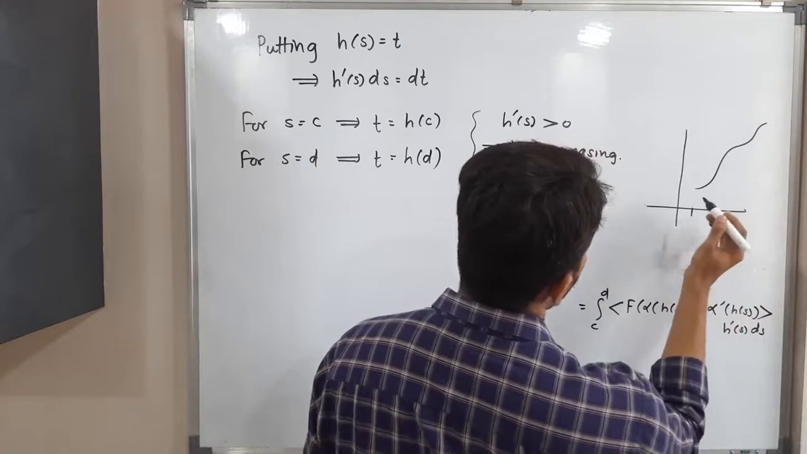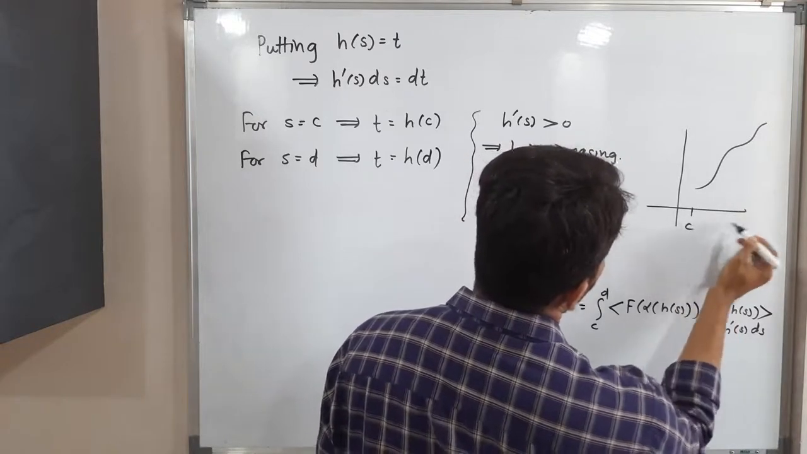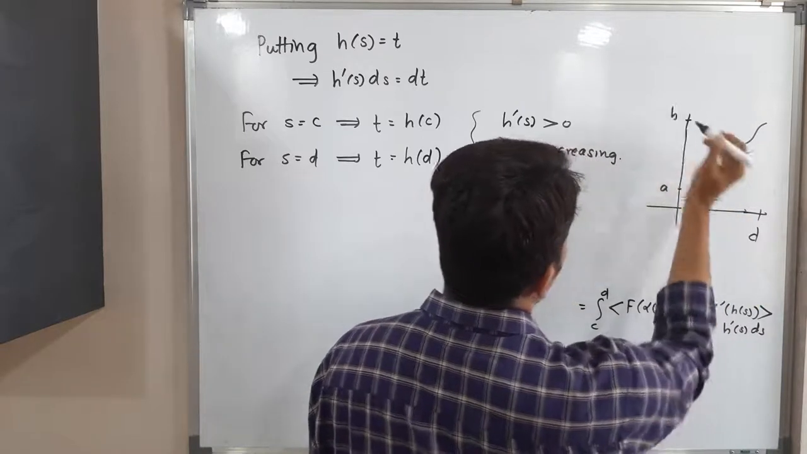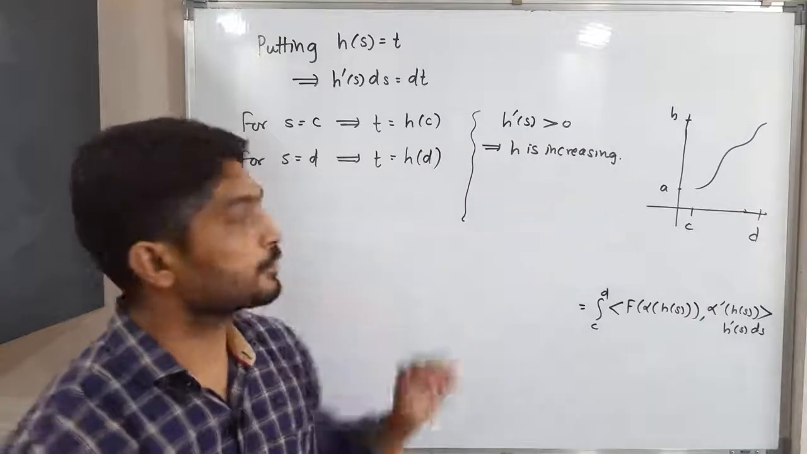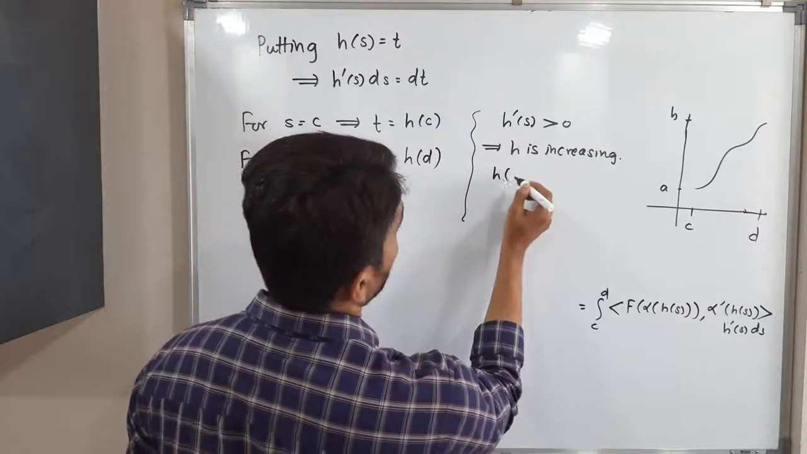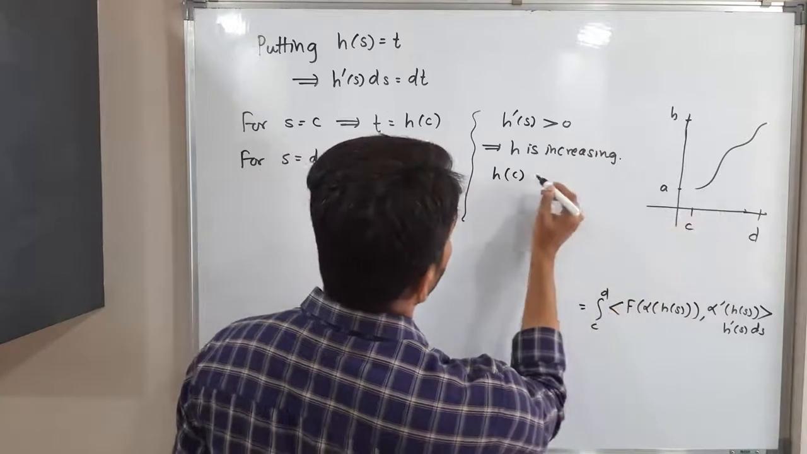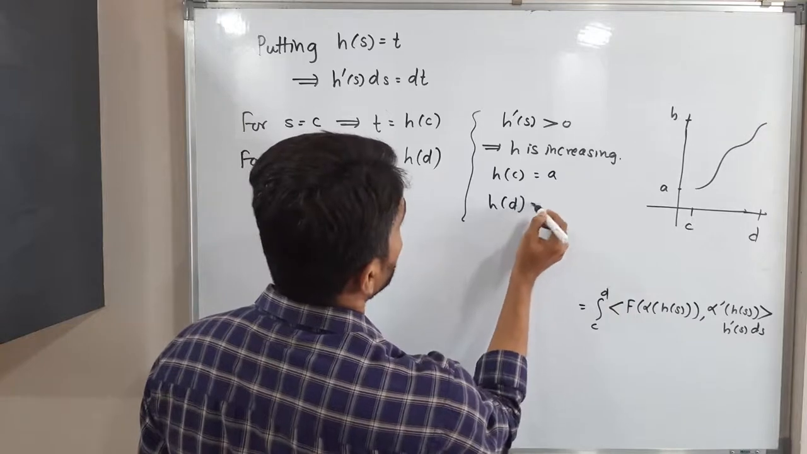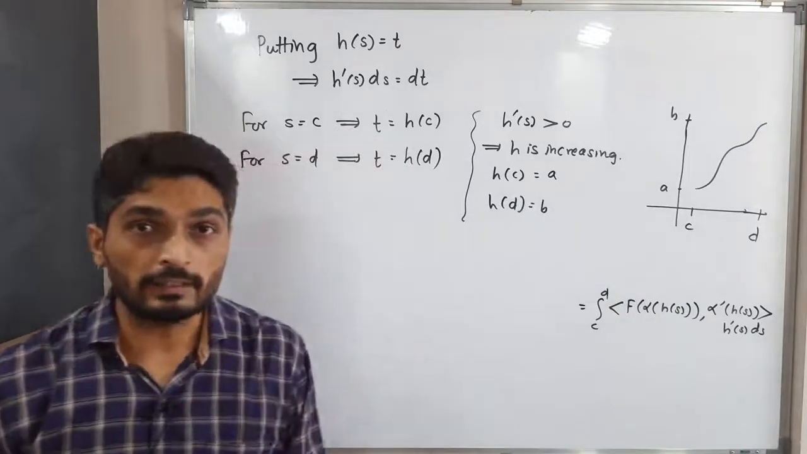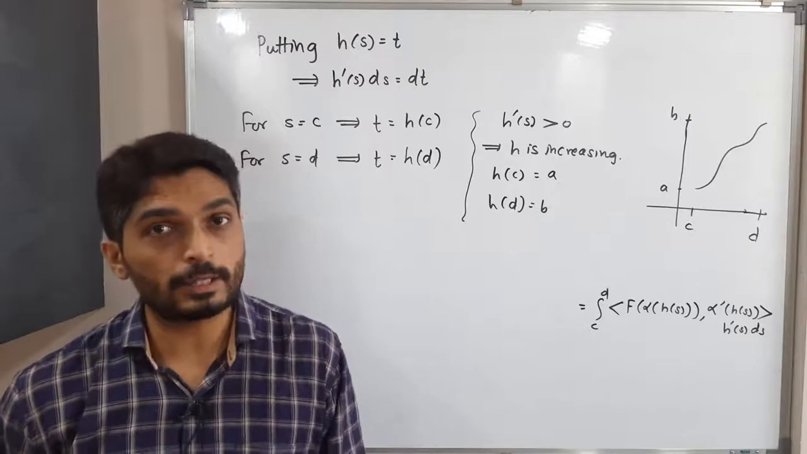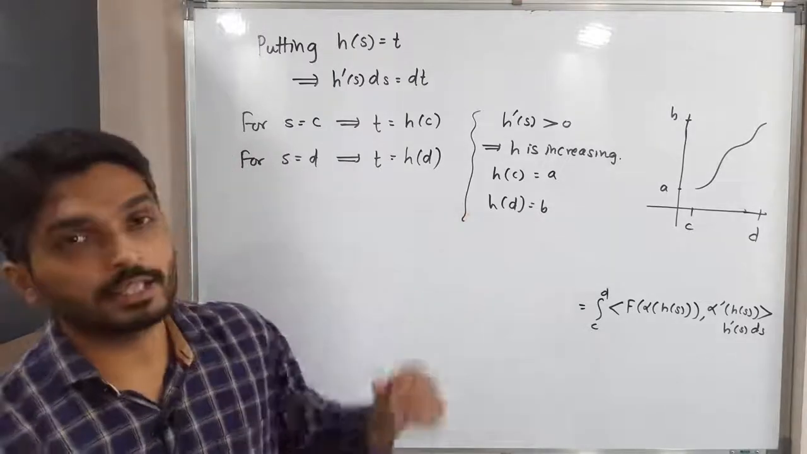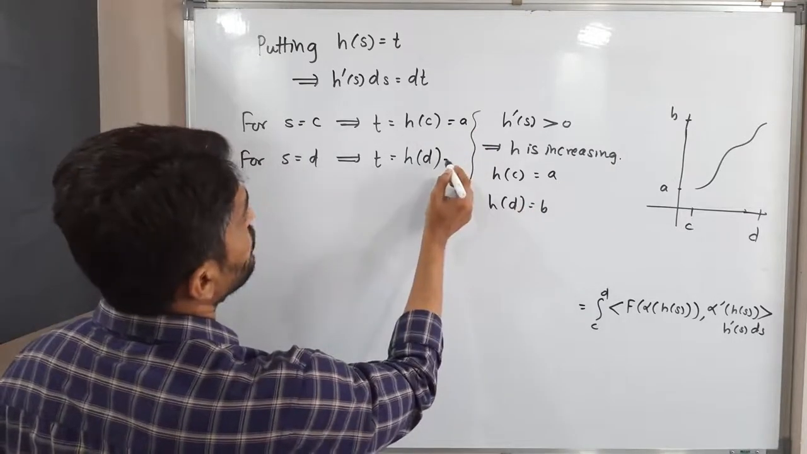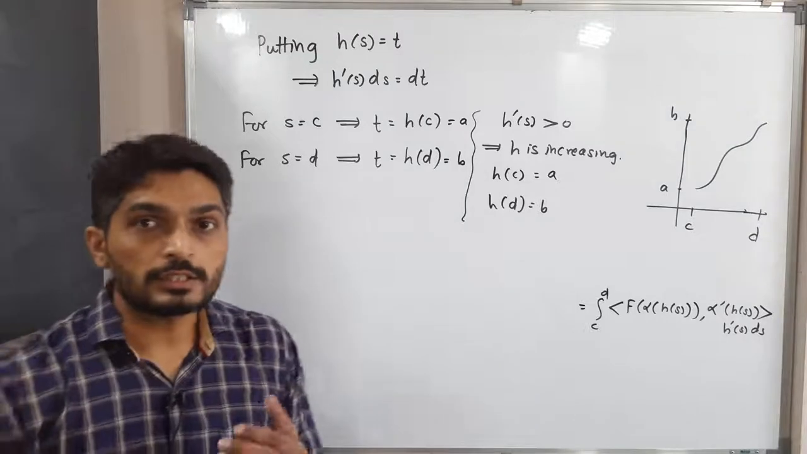Actually, function h is defined from [c, d] to [a, b]. Getting? So the function is increasing, so that's why h of c must be a, and h of d must be b. It is possible because they have given h dash of s is greater than 0, that means the function is increasing, so that's why we get this value. Therefore h of c is equal to a, and h of d is equal to b. In this way we got new limits.